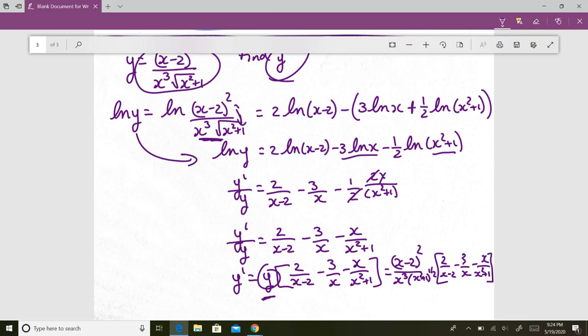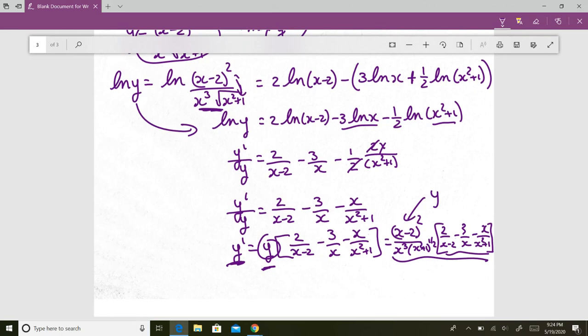And there you go. All right? That's y the original times all this. All right? And this whole thing is y prime. It is the derivative of that original function. Super complex. It looks ugly. But if you had to do that with product, chain, and quotient rule all at once, that would be a lot uglier.